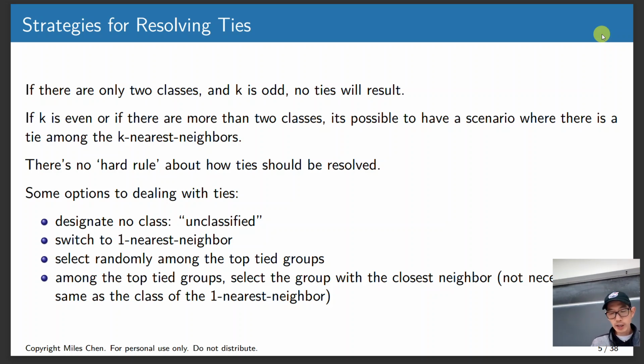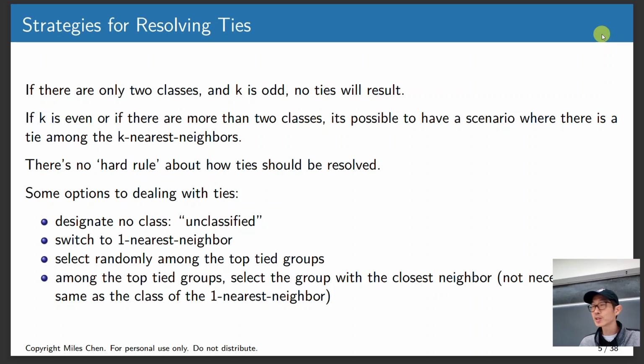If you have an even k, or if you have more than 2 classes, like 3 classes, then it's possible to have a tie among your k-nearest neighbors. You could have 3 classes, and you might have k equal to 7, and you might get a 3, 3, 1, so you have 3 a's, 3 b's, and 1 c, even with 7 neighbors. And so you could end up with a tie. So what do you do in that case?